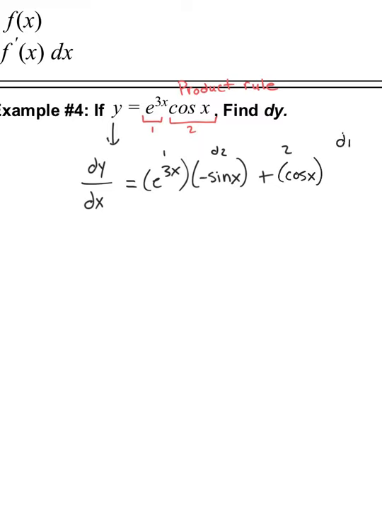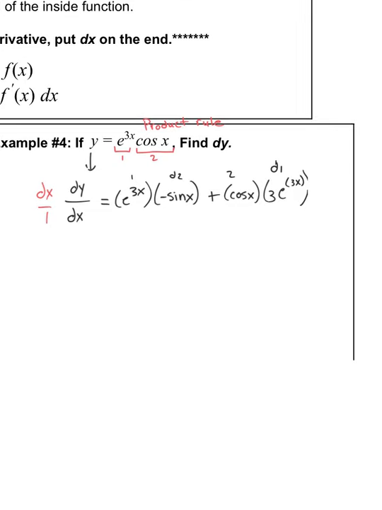Now we need d1, the derivative of this first function. That's a chain rule. The derivative of the outer is e to something, the inner as is 3x, and don't forget the derivative of the inner is 3. So there you have it. We took the derivative of both sides. Now we want to get dy by itself, so I multiply both sides by dx. These are going to cancel out, and I've got dy by itself on the left.